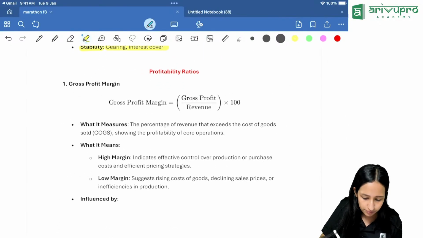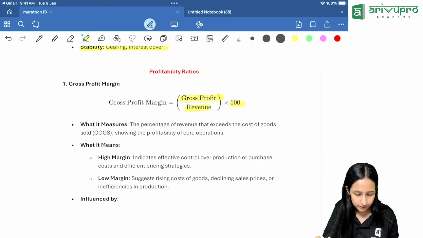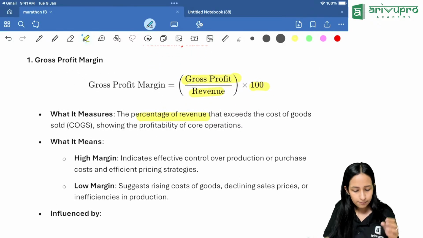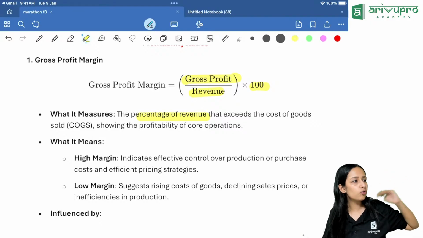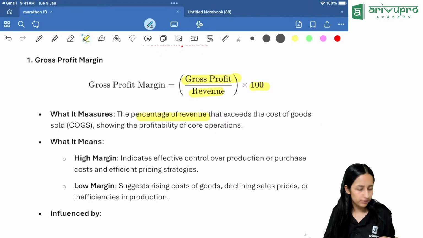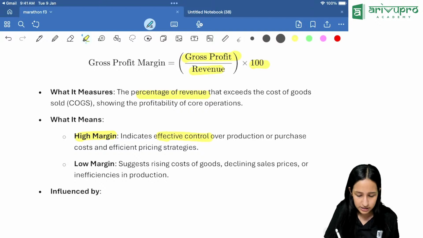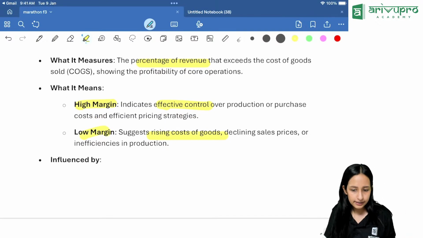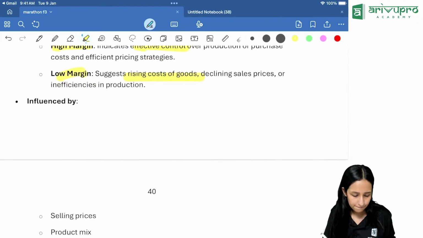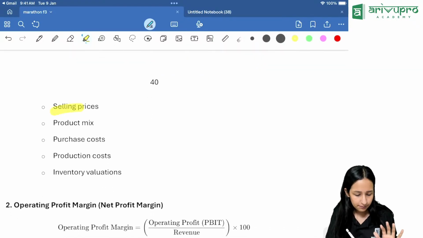So for gross profit margin, it's gross profit by revenue into 100. What does it show? How much percentage of your revenue is more than cost of sales, to just show the profitability. If it is high, that means you have more control over production. If it is low, that means your cost of goods are rising. It's influenced by selling price, and so on.